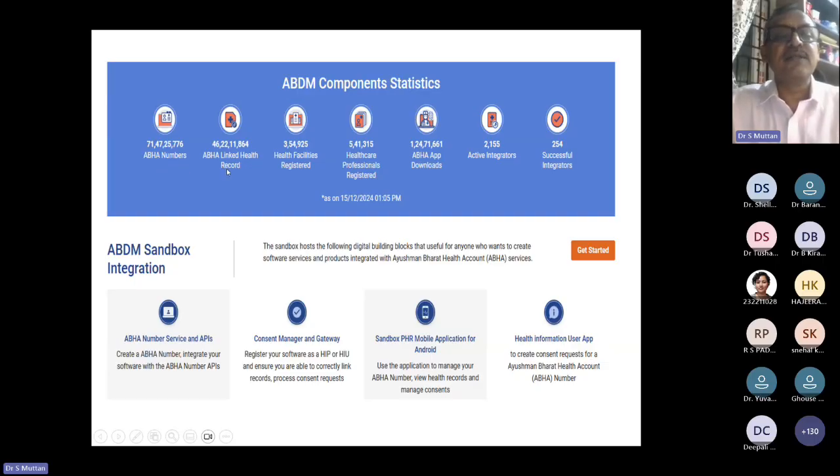ABHA-linked health records are 46 crore. Healthcare facilities, hospitals, laboratories: there are 354 hospitals and healthcare centers. Professionals, yes, doctors: registered doctors are 541. Not that this is the final picture, but this is a registered picture. The actual data is much beyond that. Active integrators. This is some data on the way forward.